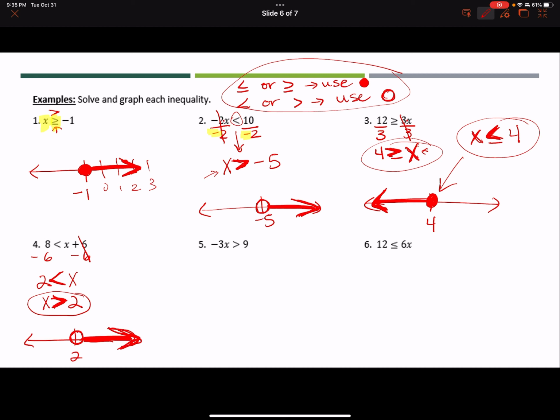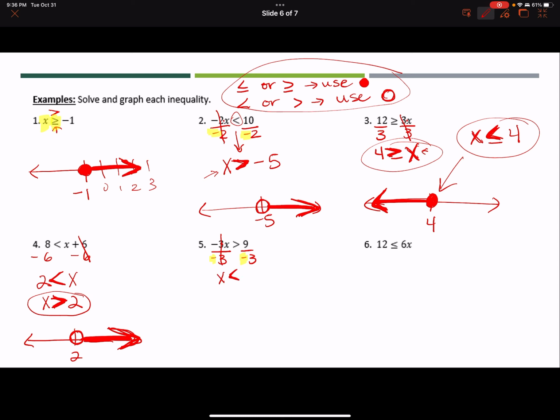All right, number 5. Negative 3x is greater than 9. So this means negative 3 times x. To undo multiplication, I'm dividing. Negative 3 cancels. But what am I dividing by? Remember, I'm always on the lookout. If I'm multiplying or dividing, I'm thinking, well, I'm dividing by a negative. So this is x is less than. Because I'm dividing by a negative, I have to flip that inequality symbol, right? It started as a greater than, flips to a less than. 9 divided by negative 3 is negative 3.